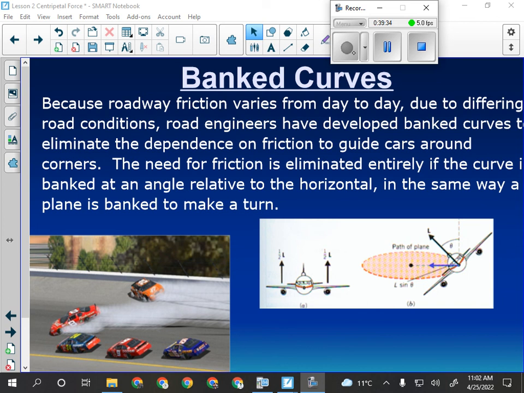Okay, so the purpose of a bank curve is to eliminate reliance on friction. You don't have to eliminate the use of friction, but you can reduce it with a banked curve. How many people have ever been on a plane before? When a plane wants to turn, what does it do? It angles. A plane is not like a car. It doesn't just turn like this in the sky. In order for a plane to turn, it banks its wings. Just having a little rudder on the tail is fine for minor course corrections, but if it wants to make a big turn, that's not going to be enough.